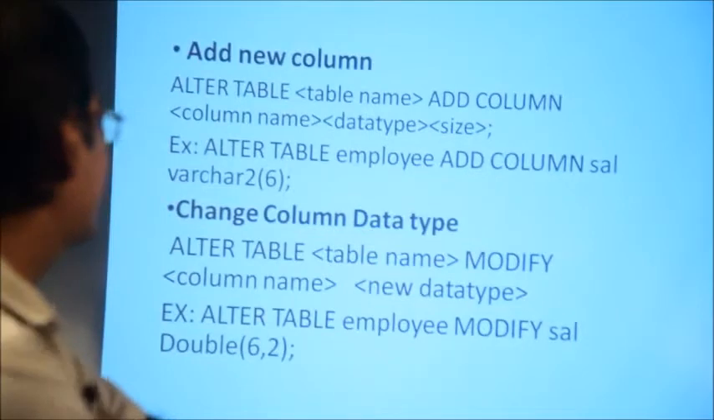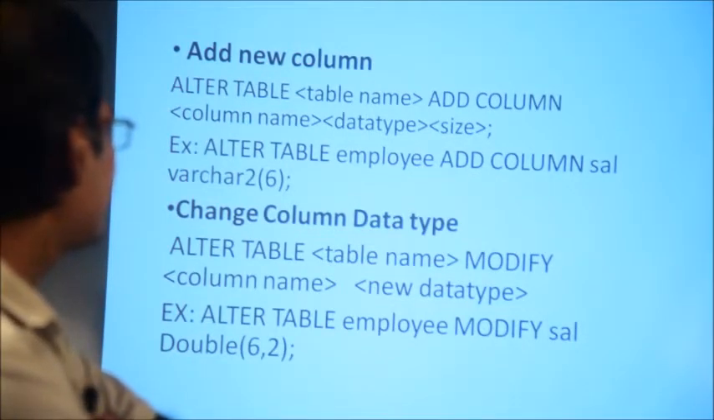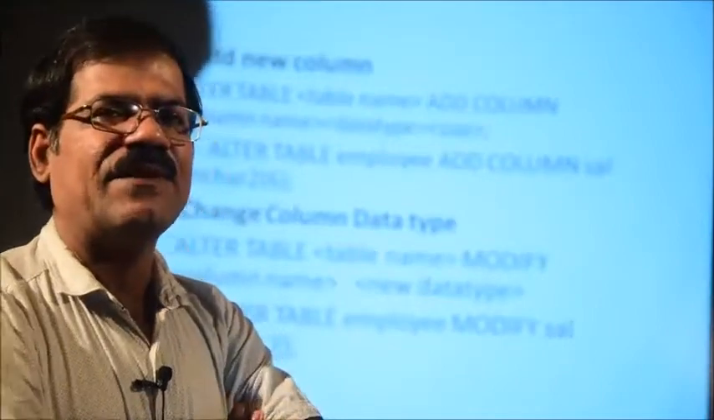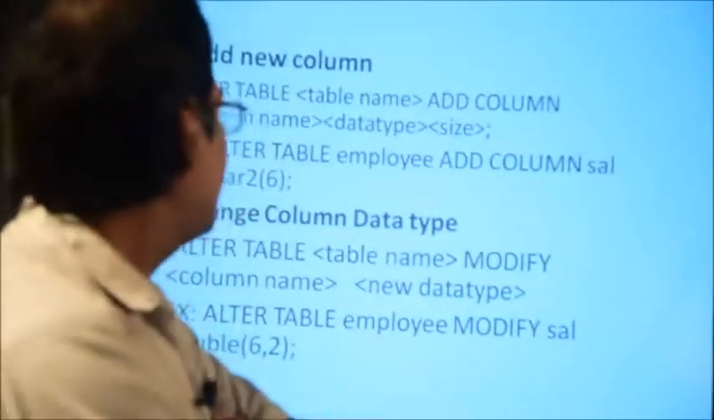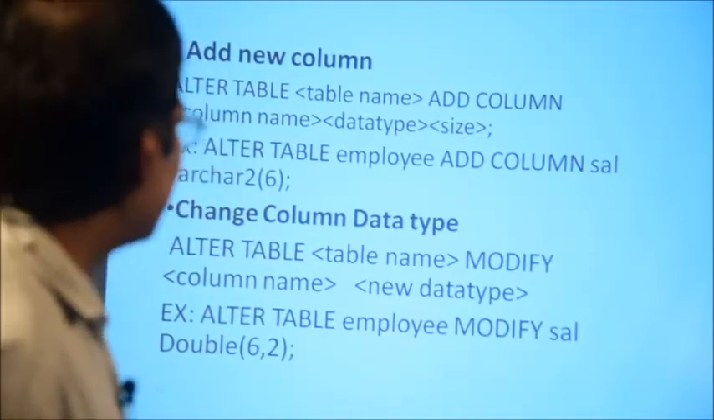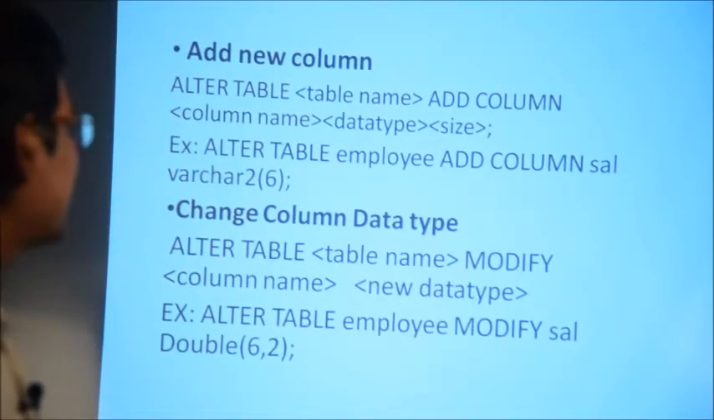Suppose I make a mistake and want to modify that field. That is why you can change the data type also. By chance I made a mistake: one column is added, the salary field, and its type is varchar 2, which I wrote initially. I want to change it. The data type of the salary field is changed to double type.